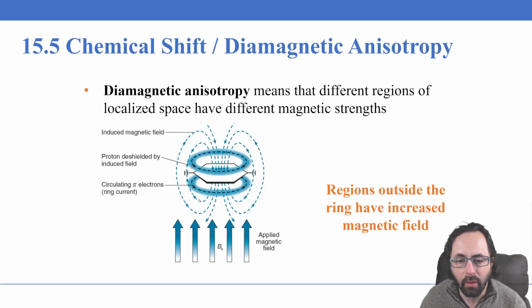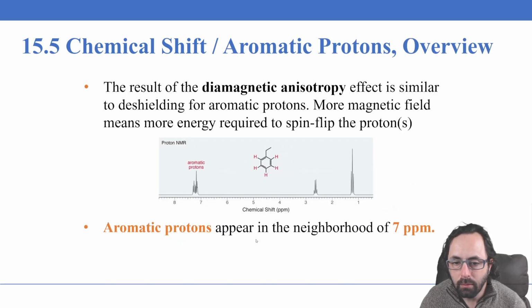So the magnetic field on the outside is increased, where the external magnetic field is added to by this internal magnetic field due to the movement of the electrons, and the magnetic field on the inside is opposed. And so the proton is going to be de-shielded by this added magnetic field due to the anisotropy. The result of this diamagnetic anisotropy is a significant chemical shift, for example for aromatic protons like the one on the molecule we just saw.